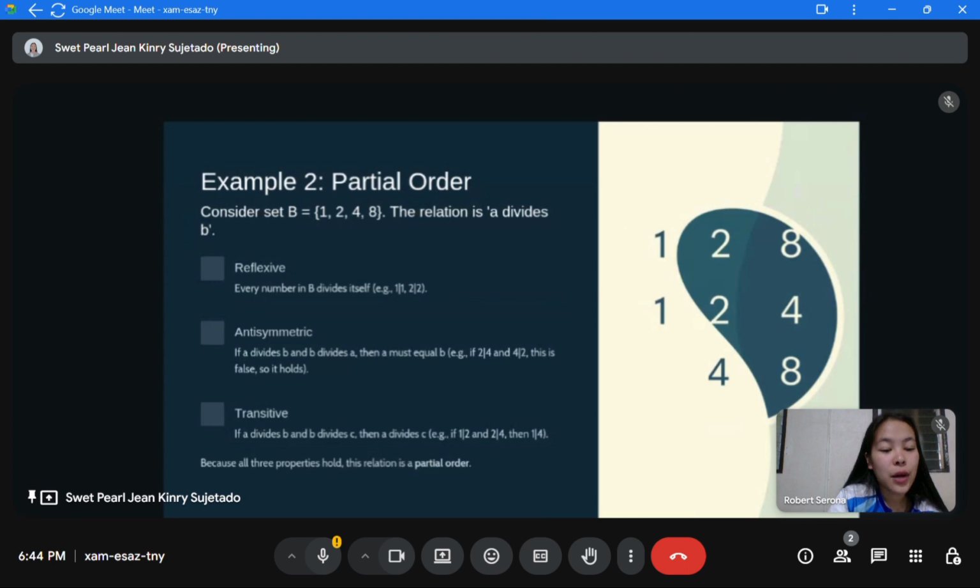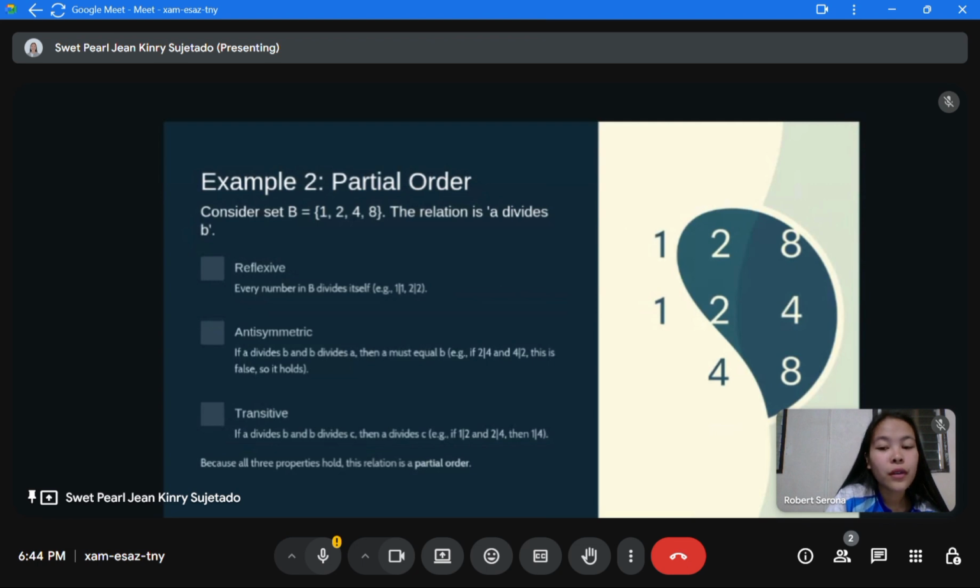Now let's try a partial order. We have the set B equal to {1, 2, 4, 8}. We say A relates to B if A divides B. Think about it. 1 divides everything, 2 divides 4 and 8, and 4 divides 8.